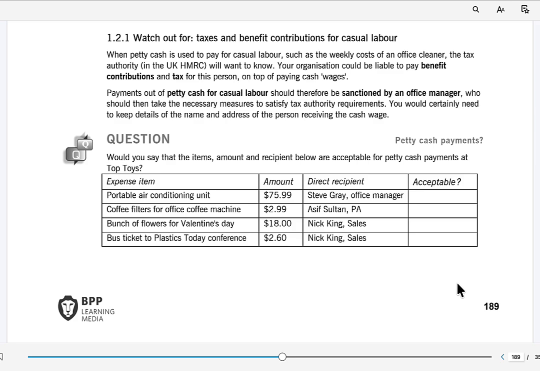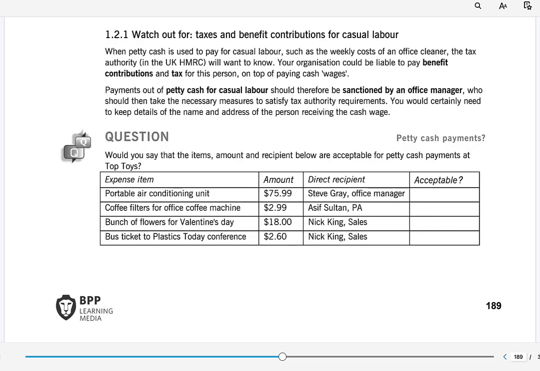10. Final classroom summary. Let me summarize Lesson 1.2.1 in a very easy way. Petty cash is for small items and small expenses. But paying people for work is different. Even small cash wages can create tax responsibilities. So casual labor payments must be authorized by a manager, and detailed records must be kept. That is the full meaning of Lesson 1.2.1.